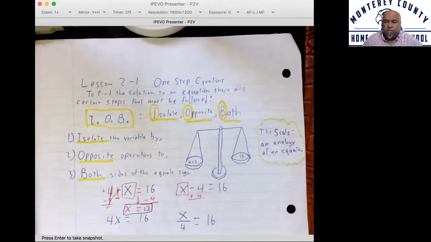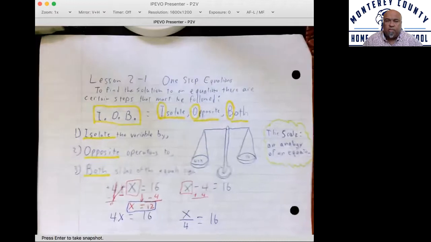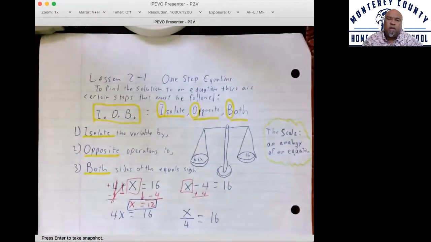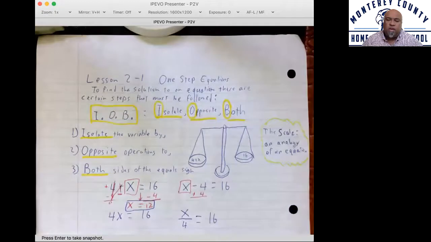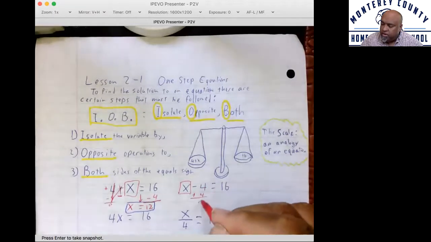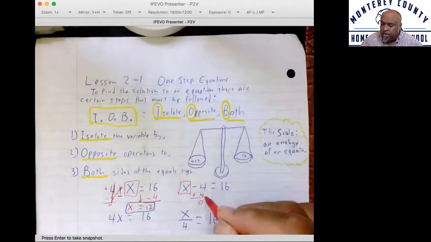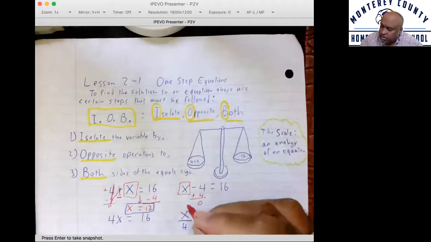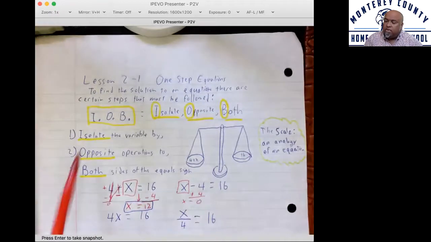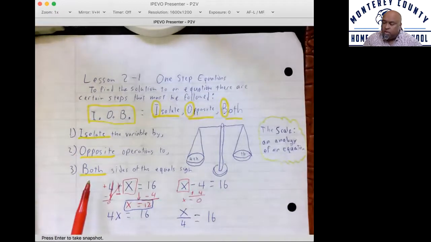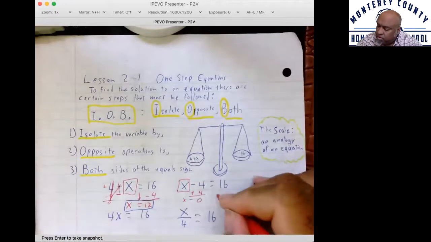Now, by adding 4 back, I think there's a property that you learned about that. The inverse property, I think it was called, but either way, it's the idea that a number plus its opposite equals 0. So negative 4 plus 4 equals 0. If I take 4 away, put 4 back, I have 0. So now, for the next step, you could say I have x minus 0. So isolate, opposite, both. I must add to both sides of my equation.